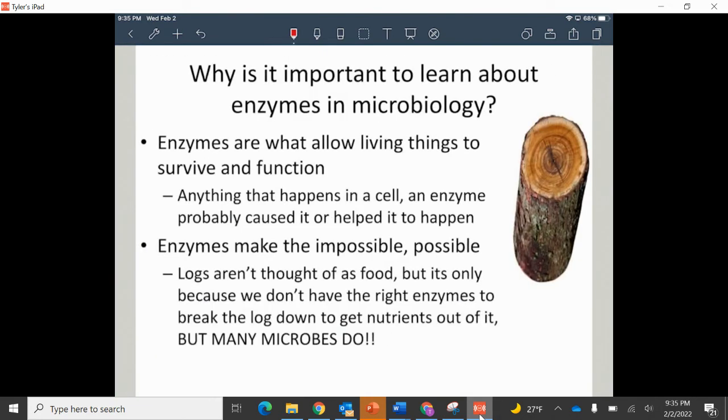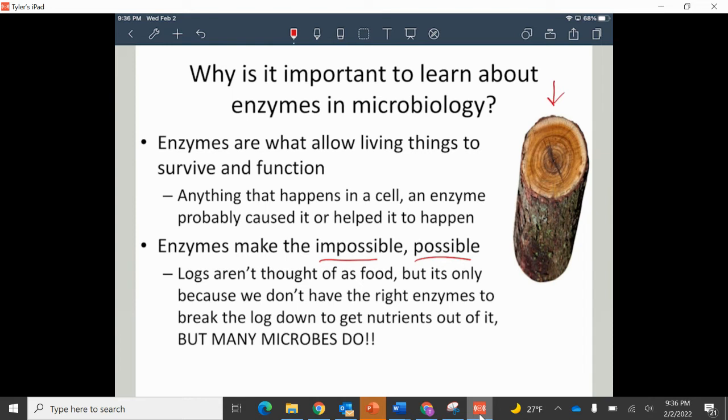Okay. Why is it important for us to learn about enzymes in microbiology? They're really what allow living things to function and survive, right? We said anything that has to happen in a cell, a protein needs to do it, and specifically an enzyme protein. Enzymes are behind the scenes making everything work, making everything happen. It sounds cliche, but really, enzymes make the impossible possible. There's enzymes in laundry detergent. I mean, think of anything that you can think of. Enzymes usually play some sort of role in that process. Whether it's breaking down food for us or making new substances that might be useful to us, enzymes are everywhere.